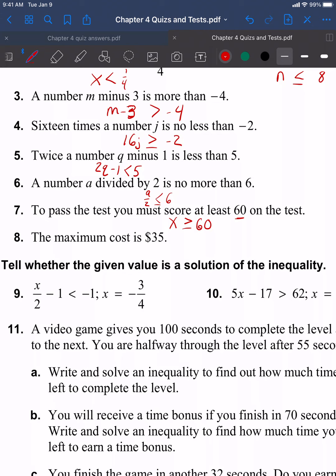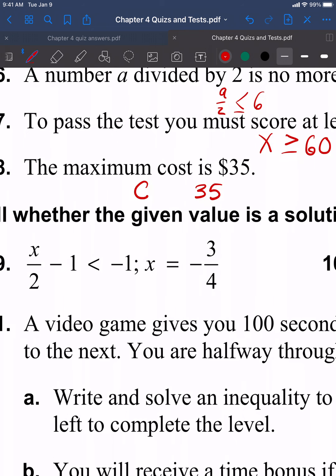The maximum cost is $35. Cost is money. What sign goes in the middle? Less than or equal to. Why do you think less than or equal to? Because it can be 35. Can it be 35. Can it be more than 35? No. Because the word maximum says that 35 is as big as it can get, right? So it could be 34, could be 30, could be 20, but it cannot be more than 35.